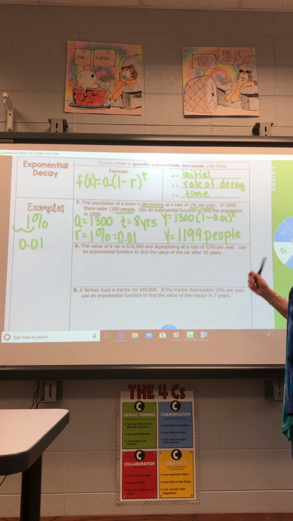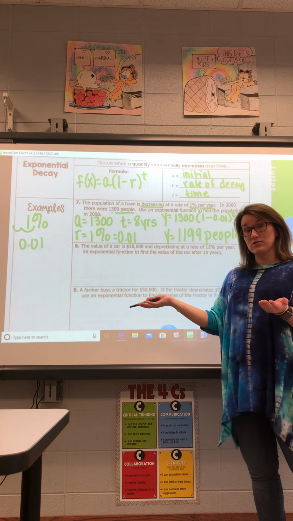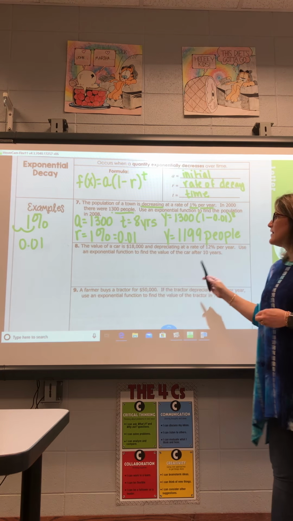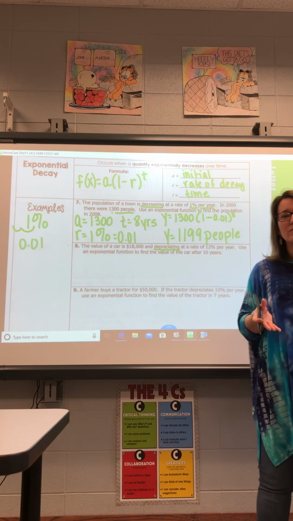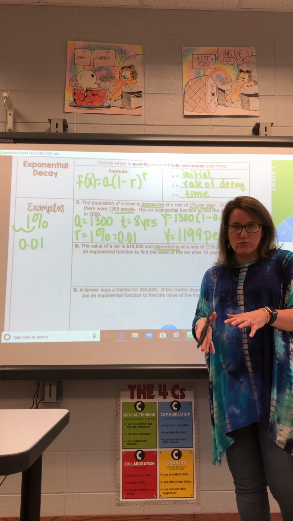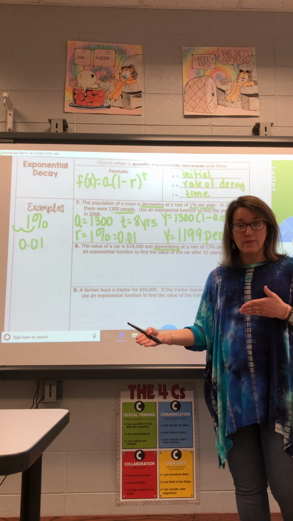Let's look at number 8. The value of a car is $18,000. Shouldn't that be our initial amount? And then it tells us it is depreciating. Depreciation means it is losing value. When you buy a car, it starts losing value from that point.